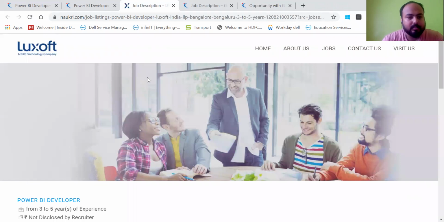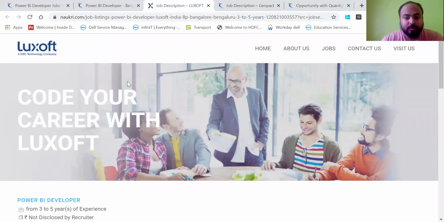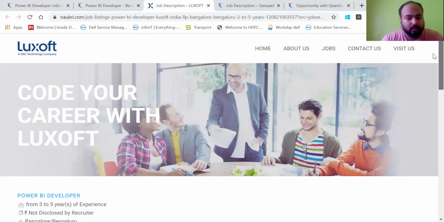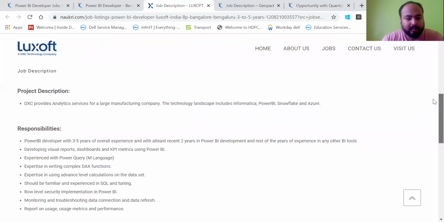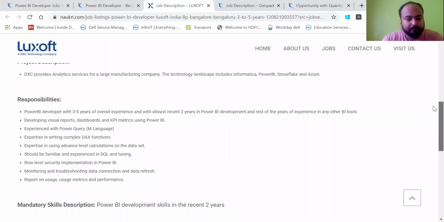Then next is Luxoft. Now, this is actually a good company. It's a big MNC, a DXC technology company. So this is a big one. Now, let me look into the job description over here and let's see what it needs.